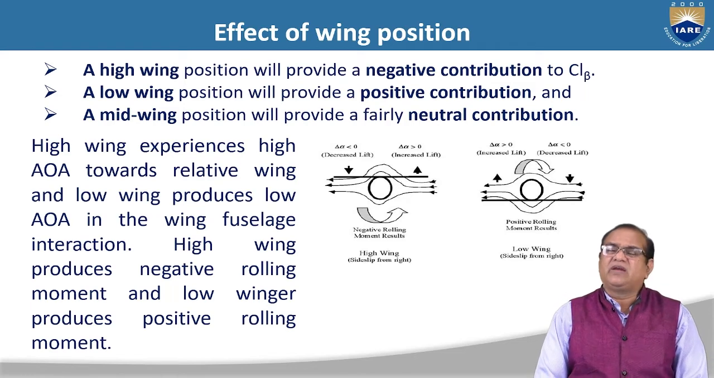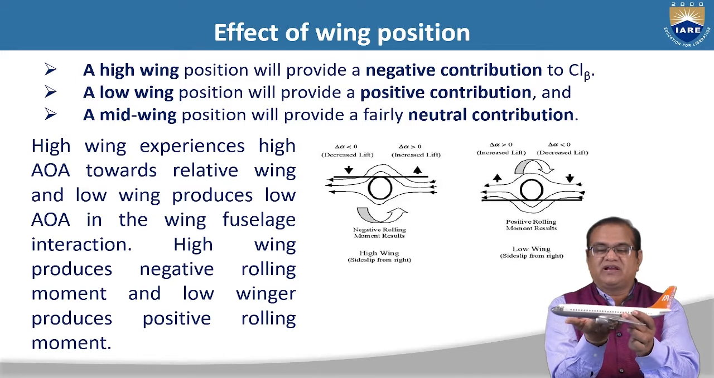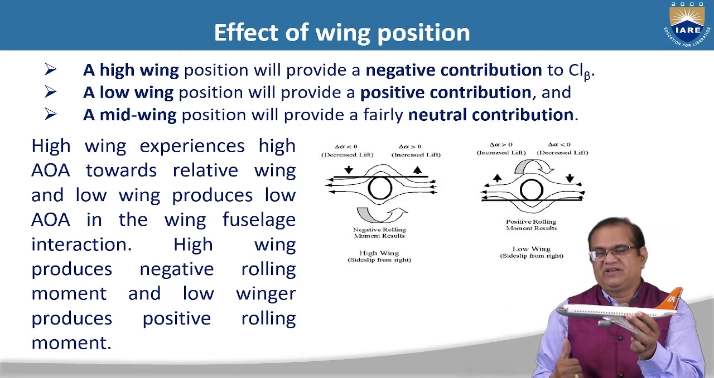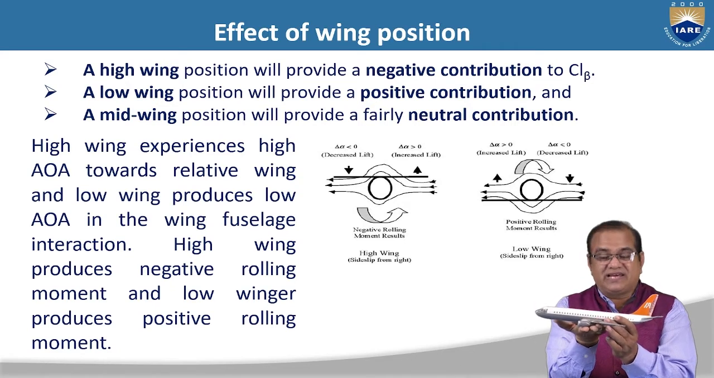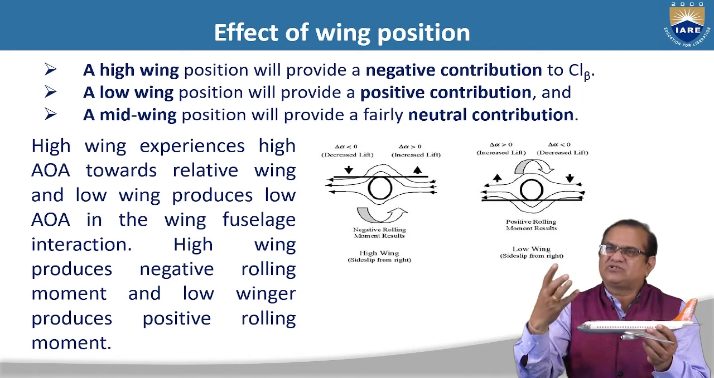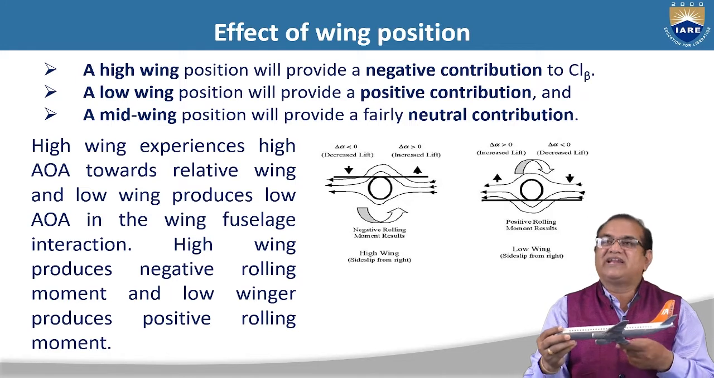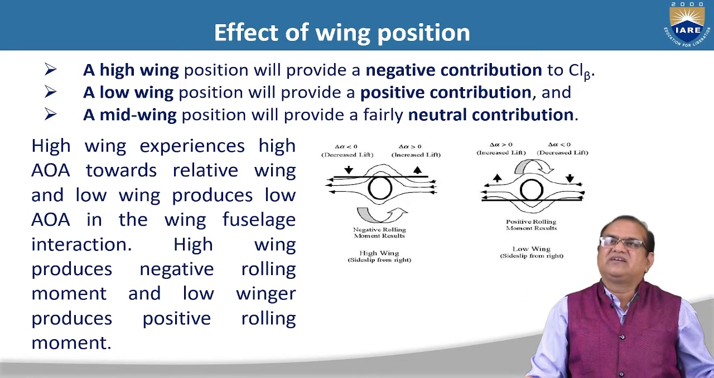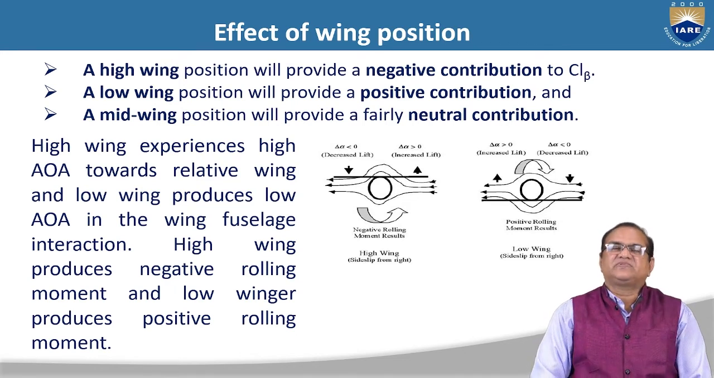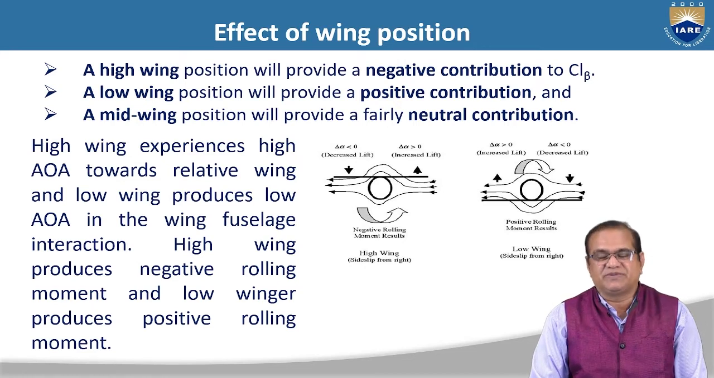Now the effect of the wing position on the aircraft is also a very important parameter. You see, in this aircraft we have the low wing. Some aircraft have a high wing, some have a mid wing. The low wing has some advantages, and the high wing has other advantages. Every type of wing location has its own value, and this will be discussed in this class.